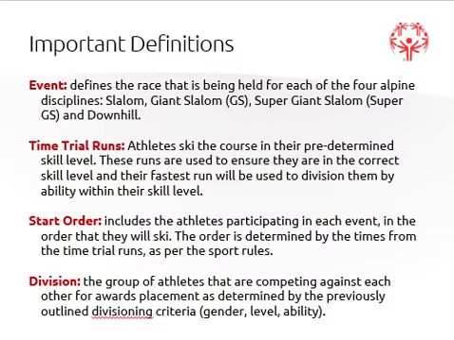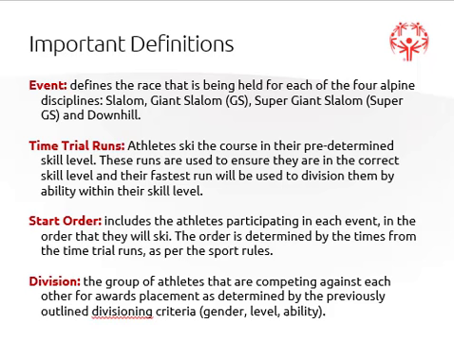Event defines the race that is being held for each of the 4 alpine disciplines: slalom, giant slalom, supergiant slalom, and downhill. Time trial runs. Athletes ski the course in their predetermined skill level. These runs are used to ensure that they are in the correct skill level, and their fastest run will be used to division them by ability within their skill level.